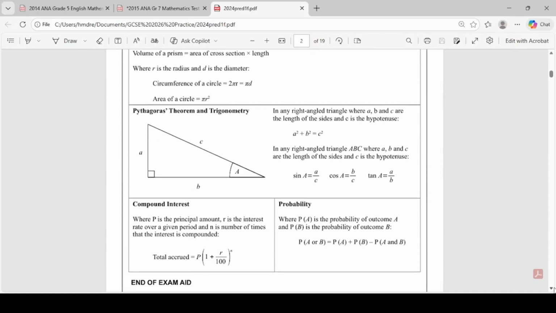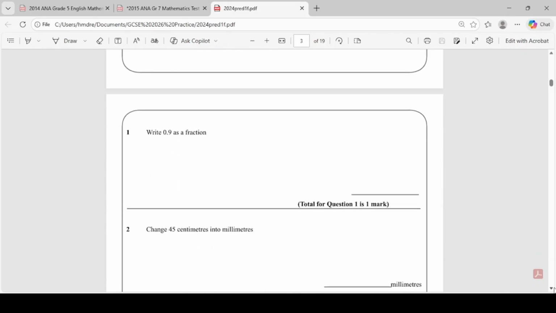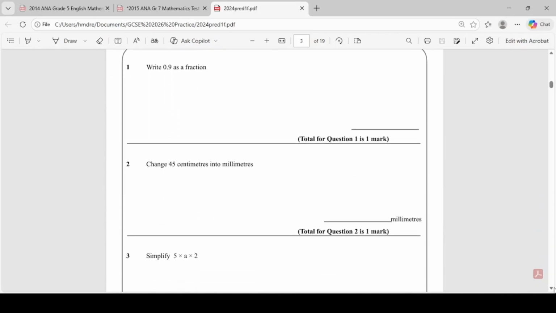So this is an uncalculated paper, and generally in these ones they start off with these easy 1-mark questions. You shouldn't be spending more than a minute on these. You just put down what you know and move on. So write 0.9 as a fraction.